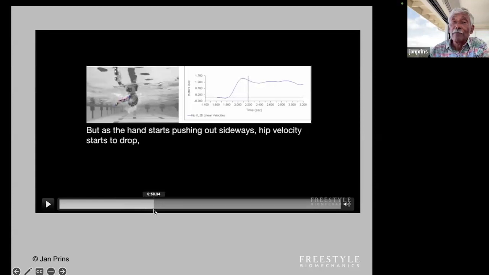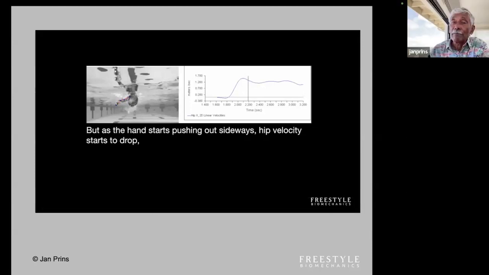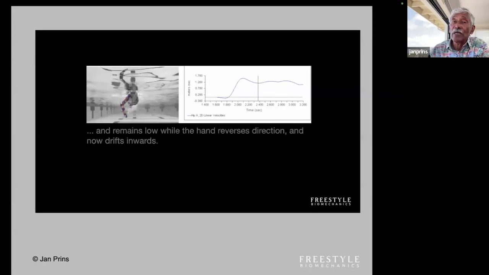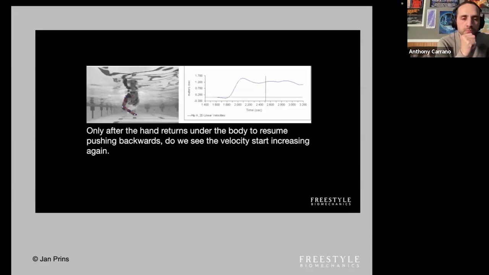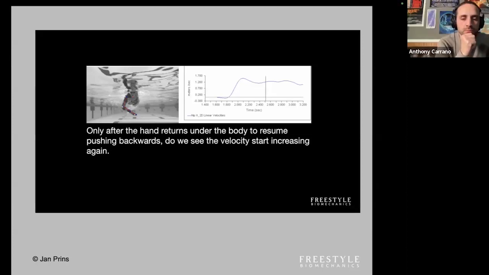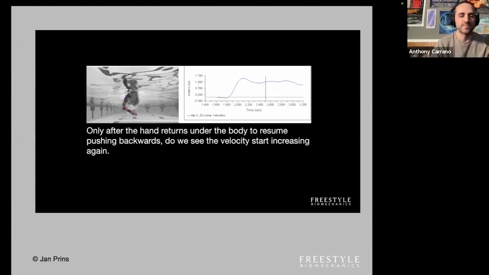Isn't that amazing? And that's why the S-pull doesn't work, because as you start to pull out sideways, your hip velocity drops. The velocity's dropping. Absolutely. And then it goes back up once they come in. Now we're starting to push back, and you can see how the velocity is going back up. So again, we didn't invent this, Anthony. This is what we saw. We couldn't predict this. We used the tools, and now we can interpret what's going on.